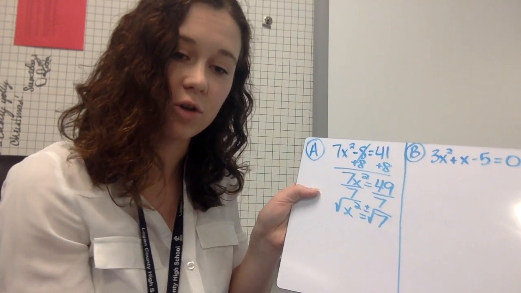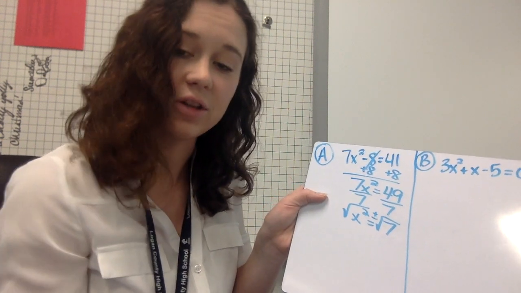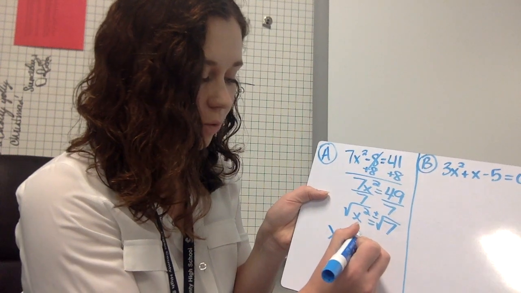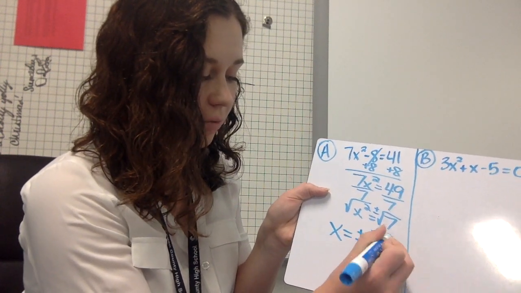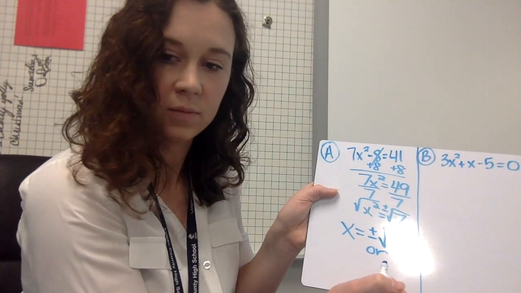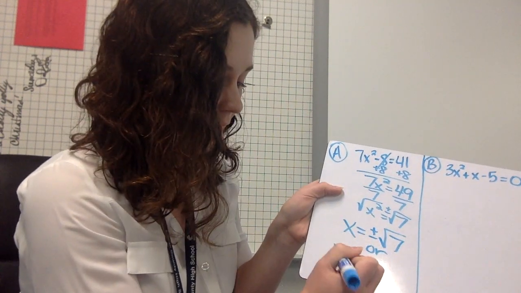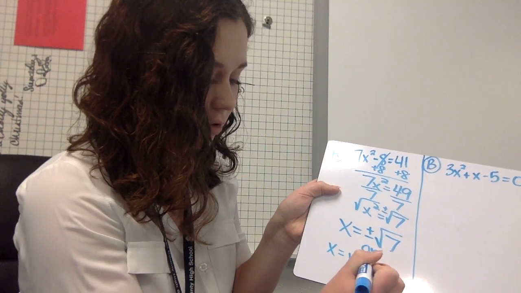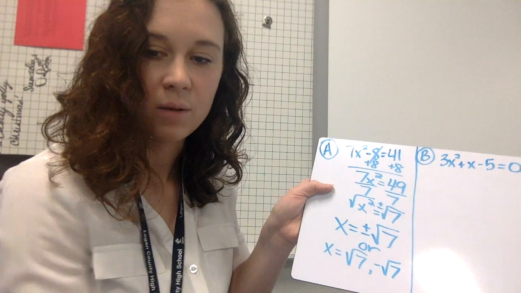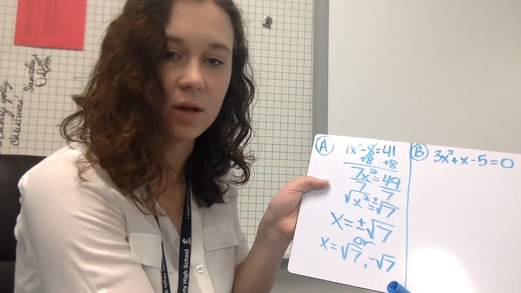That's why you're seeing those quadratics like the one I drew intersect the x-axis twice. So your final answers here, you can write it one of two ways. You can say plus or minus square root of 7, if you like it that way. Or you could also say here, x equals positive square root of 7, comma, negative square root of 7. Both of those mean exactly the same thing.